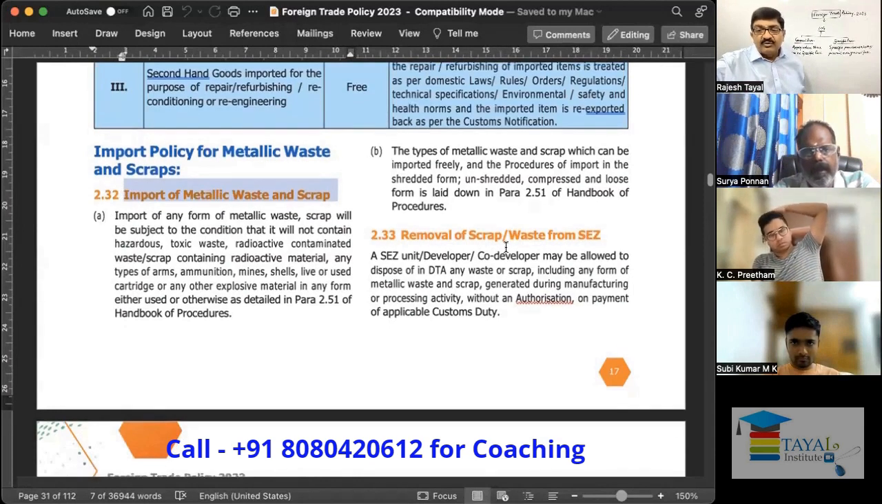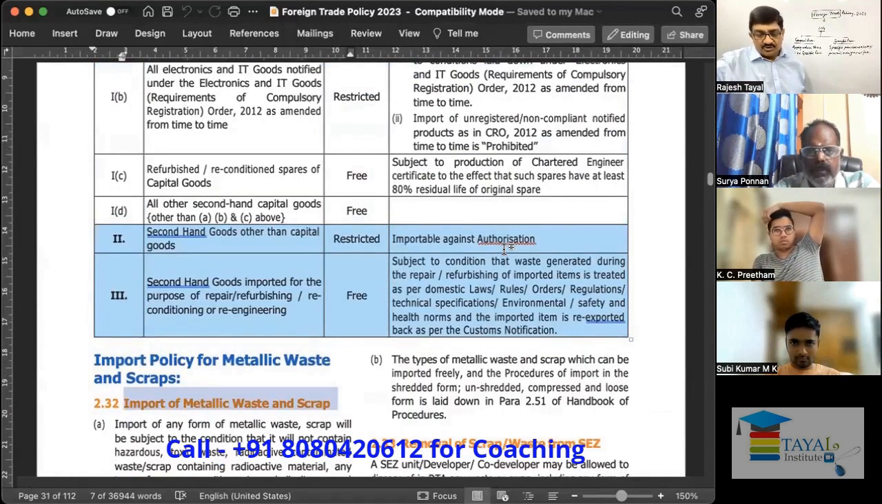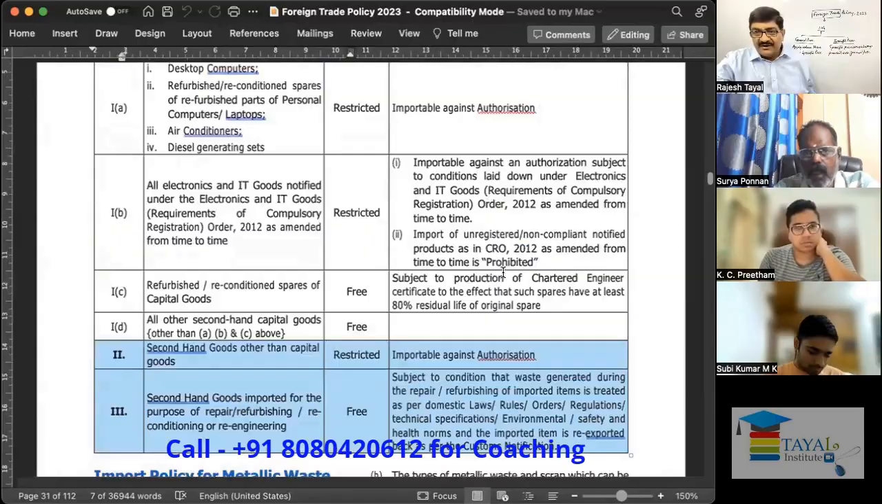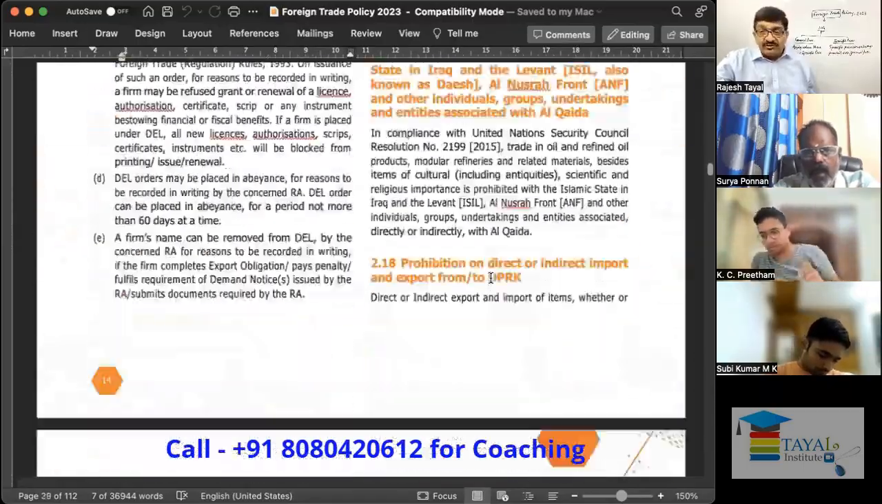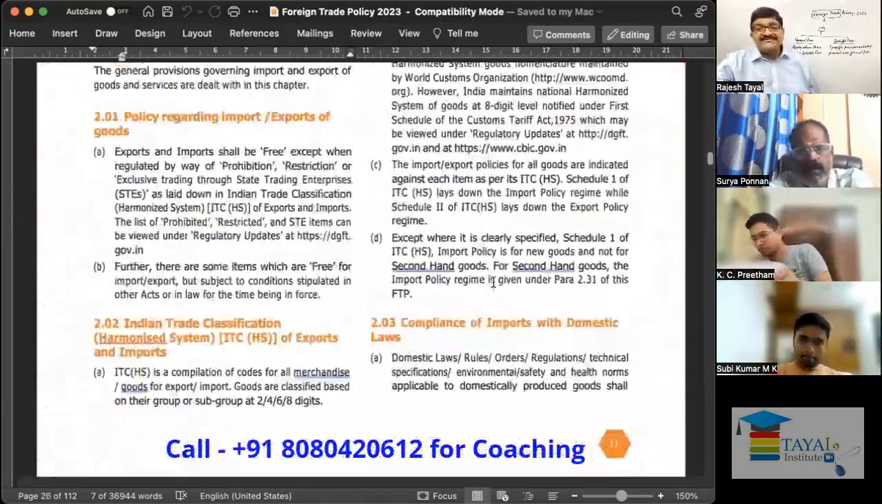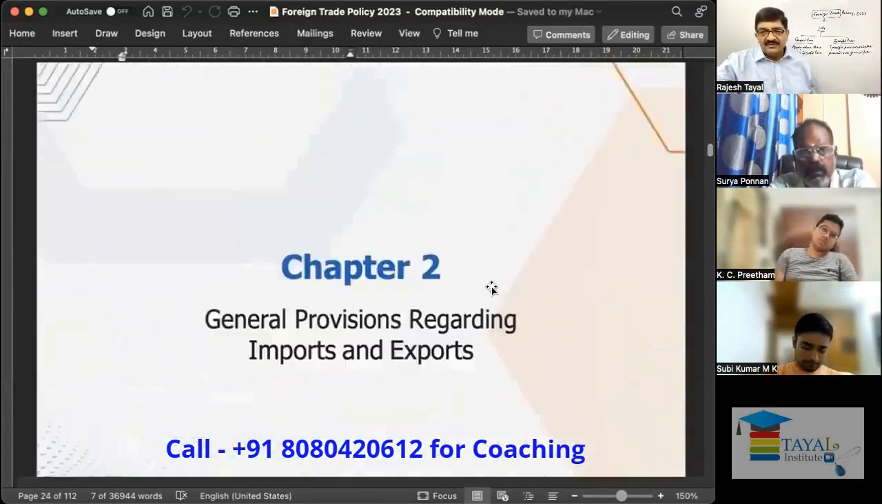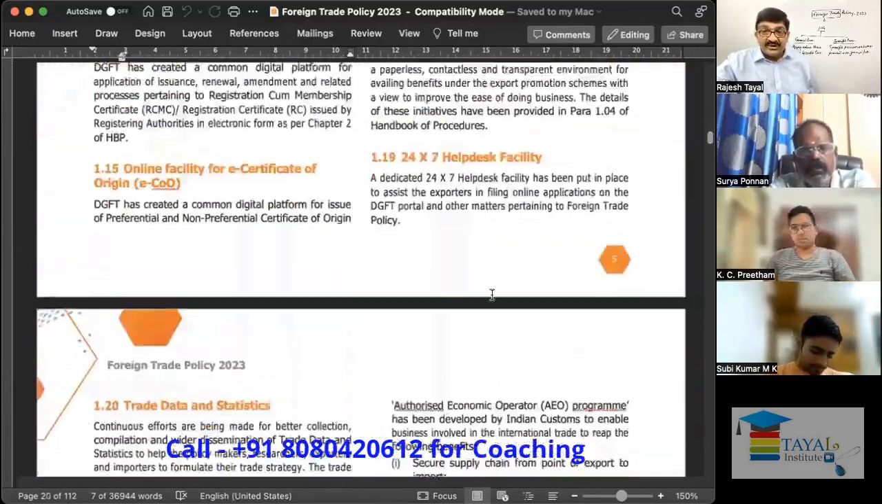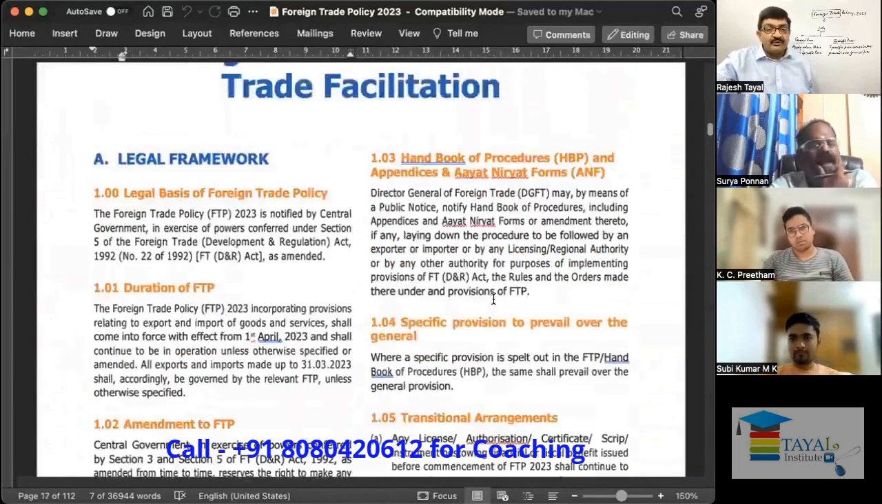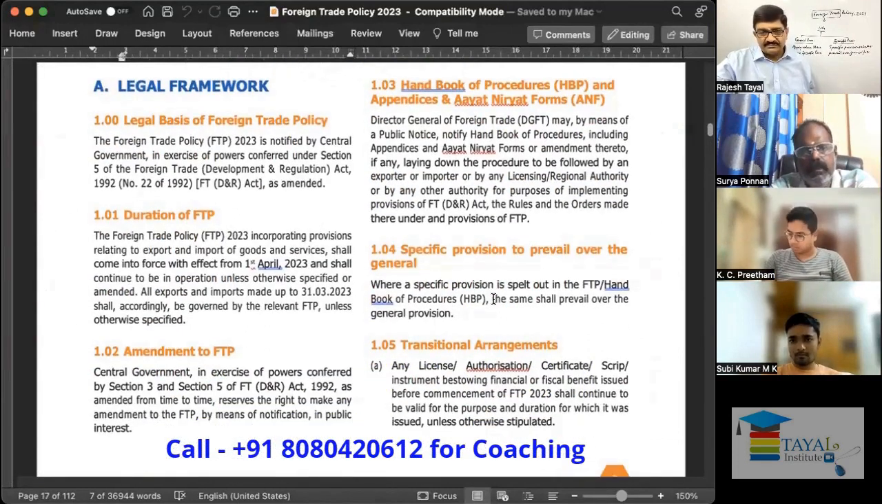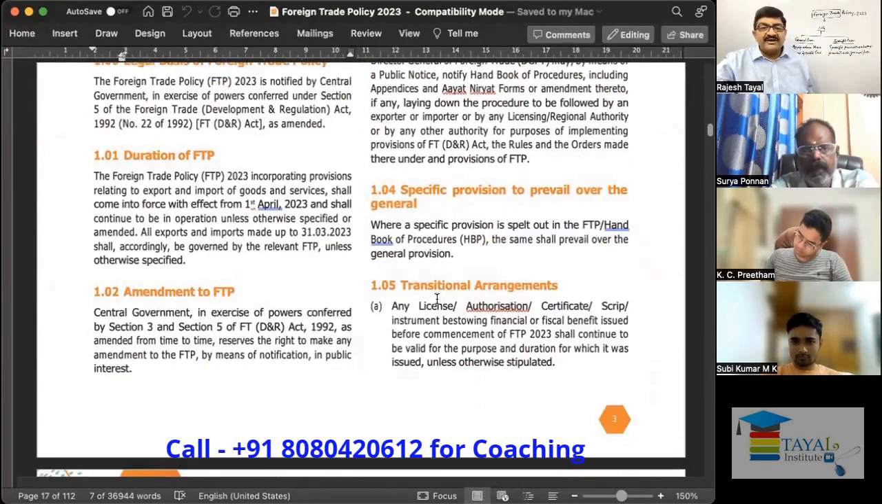These are just examples. What is the meaning of a specific provision? What is the general provision? Almost all the provisions of the foreign trade policy are general provisions, but few are specific. Examples are here, 2.31, 2.32. Similarly, we have chapter number 5, which is talking about the EPCG scheme. There only capital goods are there. Not all the goods are covered there. So whenever we talk about the provisions, we have to understand one fact, that specific provision will always prevail over general provisions.